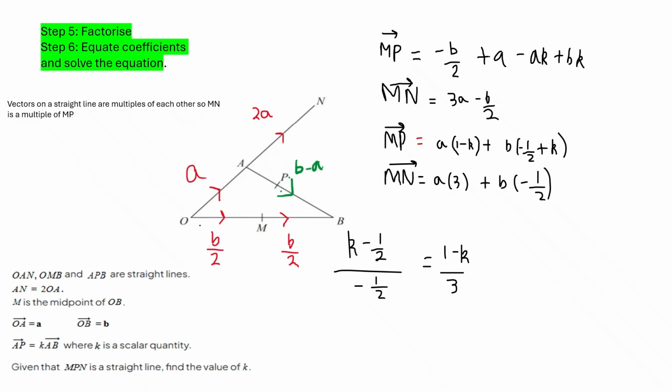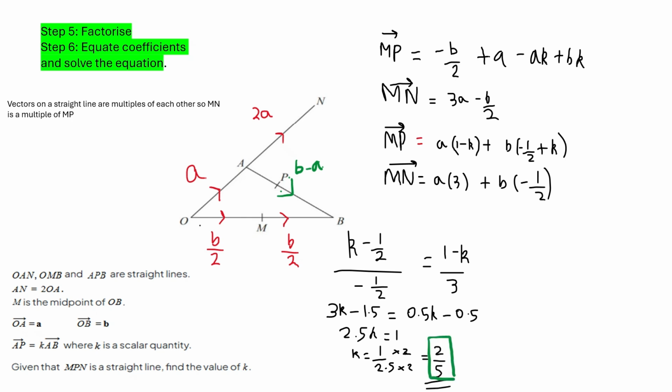And as a result, we can put it into the equation K minus half over minus half equals 1 minus K over 3. And now we can solve that equation. So 3K minus 1.5 equals minus 0.5 plus 0.5k. And now after subtracting 0.5k from both sides and then adding 1.5 to both sides, we end up with 1 equals 2.5k. And now to get k, we just divide 1 by 2.5. We get k equals 1 over 2.5. And then that is equal to 2 over 5, because we can multiply the top and bottom by 2. And that will give us k equals 2 over 5. So that's how you solve question 1.